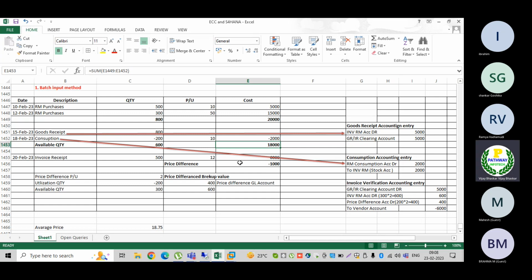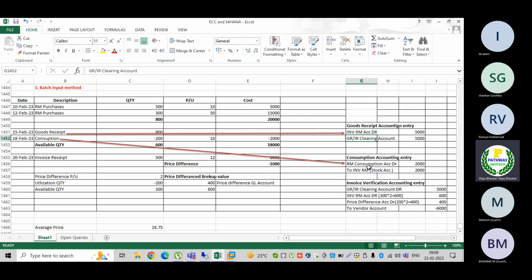Now here you can see what we have done. Okay, 150 quantity we are having. What will happen? The accounting entry is inventory raw material debit. Let us assume the invoice has been sent with 12 rupees for the first invoice, which we placed on 10th of February. So inventory raw material account debit to GRIR clearing account 5,000. I am only considering the value related to this purchase order, not this one. We have received invoice only for the 10th February purchase order. We have not yet received invoice for the 12th of February purchase order. Remember.